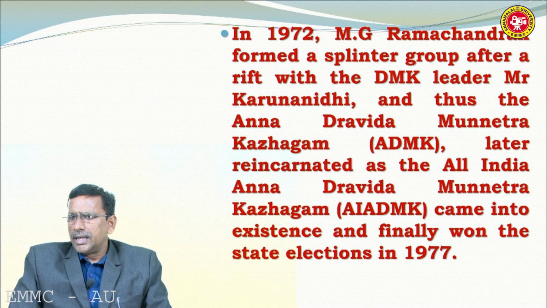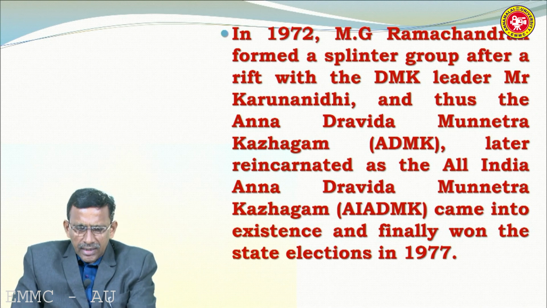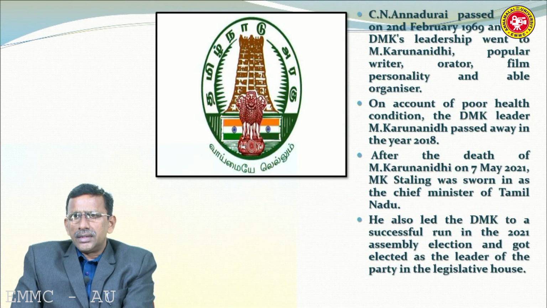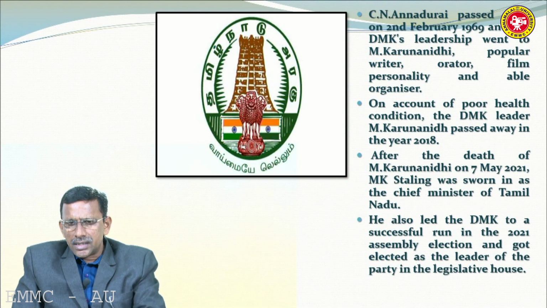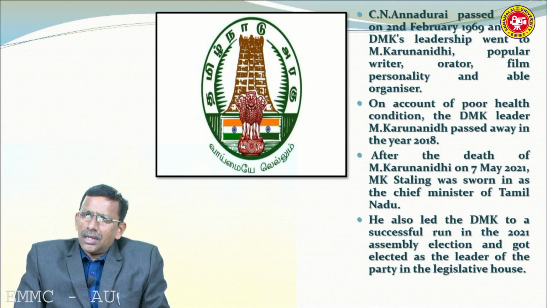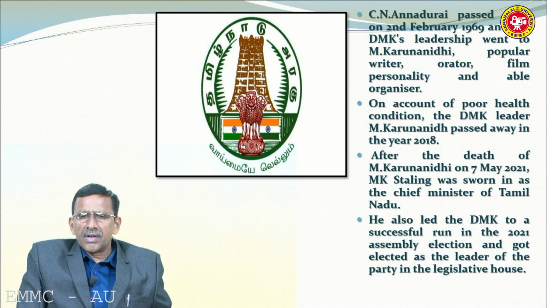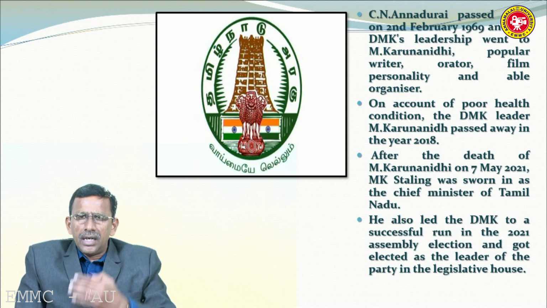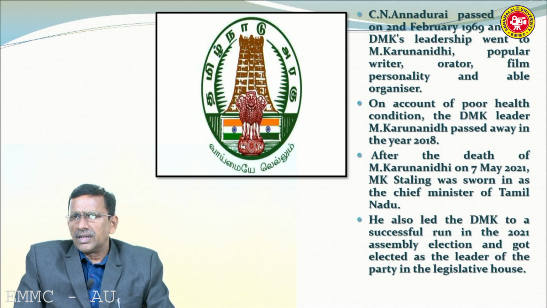And finally, the ADMK won the 1977 election, and the government was formed under the leadership of M.G. Ramachandran. And for kind information, after assuming power in 1977, till his death, M.G. Ramachandran never allowed the DMK to come to power.